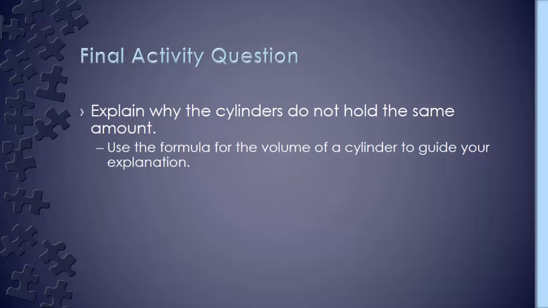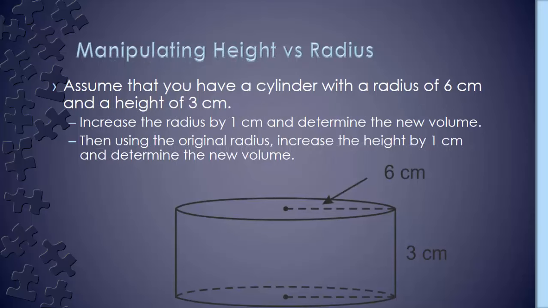Now, for the final question. How can these cylinders, which were made from essentially the same piece of paper, just different colored, how can they not hold the same amount of popcorn? How do they have different volumes? Use the formula for the volume of a cylinder to guide your explanation. The answer to this question will be discussed in our next activity, which is manipulating the height and the radius of a cylinder.